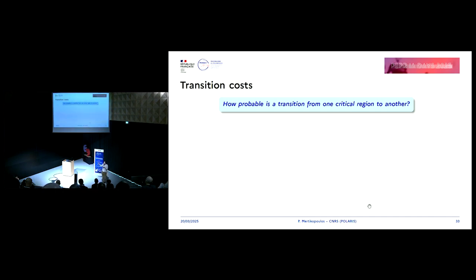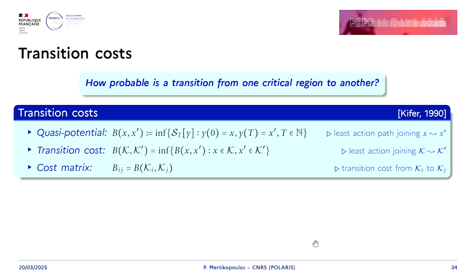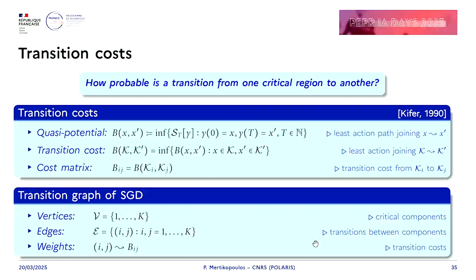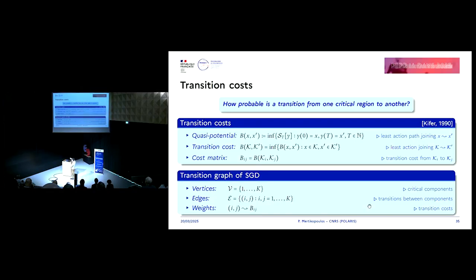But the key question that we want to answer is, with these tools, can we estimate how probable it is to observe a transition from one critical region to another. And this is where the action comes in, because it allows us to define a specific cost function between different points, and in turn between different critical points or critical components of f. And this is what in turn allows us to take all the critical points of the function and put them on a directed graph, where the vertices are the various critical points of f, the edges are just paths between them, and the weights are given by precisely these large deviation costs, these transition costs.